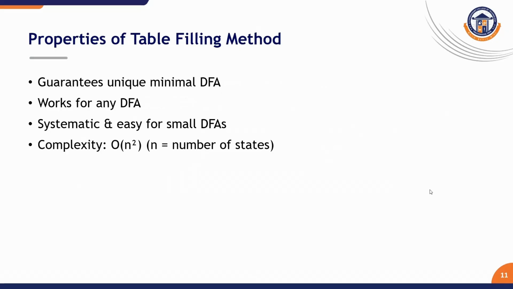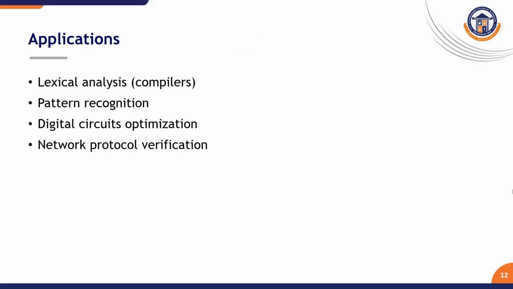So next one, properties of the table filling method. The table filling method always guarantees a unique minimal DFA. It works for any DFA in a systematic manner and is fairly simple for small automata. The time complexity is order of n squared, where n is the number of states.